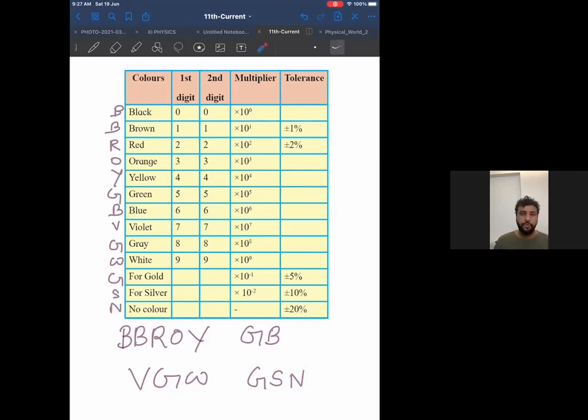So I want all of you in your notebook to write down the table, but we'll go column by column. Write down colors. Remember the code word B. Roy, Great Britain, very good wife, gold, silver necklace, and try to fill the colors. Start on your own. And once you're done, let me know in the message.